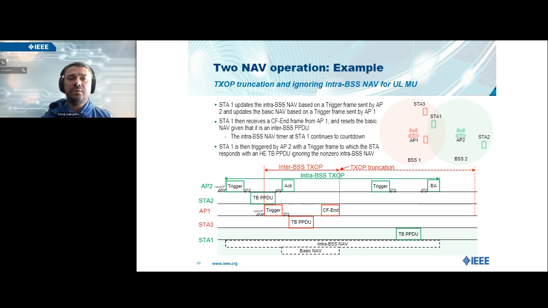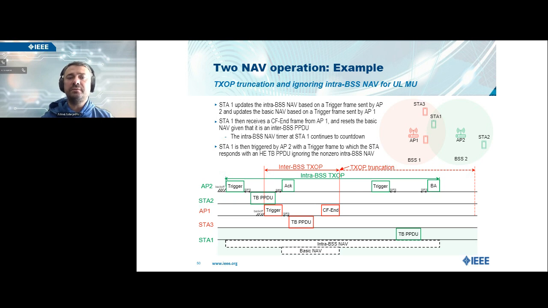Now that AP1 tried, the station sent the trigger-based PPDU. For some reason, it failed to be received by AP1. Access point 1 decides to end the TXOP. The end of the TXOP is achieved by sending a CF-End. Upon reception of the CF-End, station 1 now truncates the basic NAV at the end of the CF-End, while still continuing to keep the intra-BSS NAV.